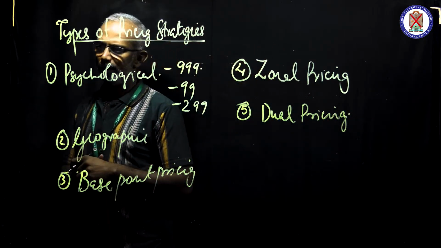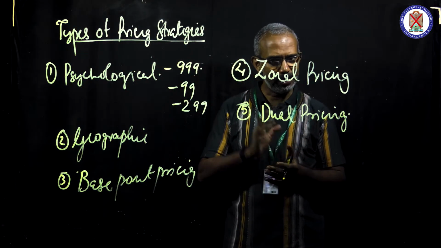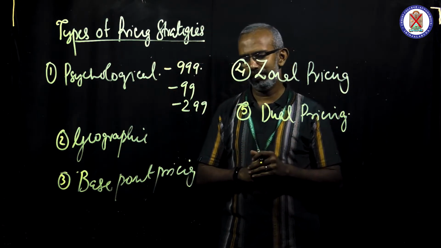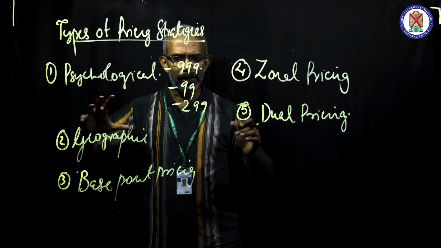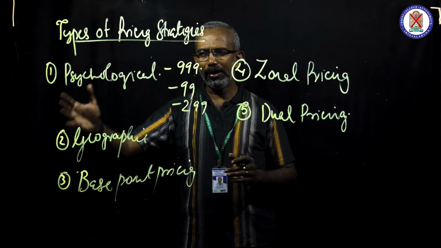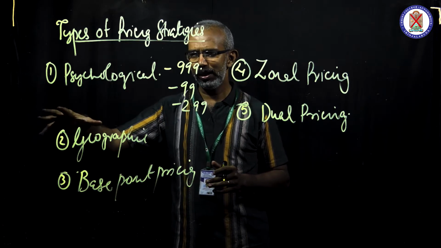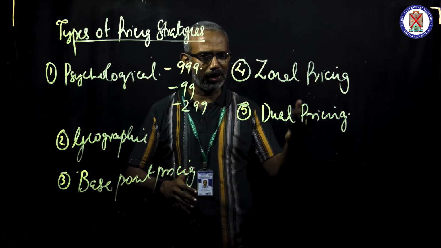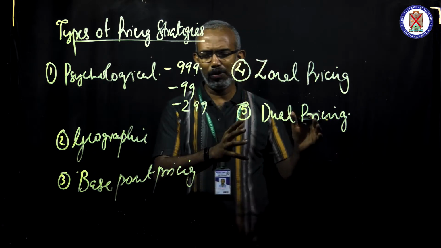Dual pricing is an interesting pricing way. In dual pricing, the firm fixes the price of its product at 2 different points in the same location. This is the difference between dual pricing and geographic pricing. In geographic pricing, the firm fixes its price across 2 different geographies at 2 different price points. Whereas in dual pricing, in the same geography, the firm operates on 2 prices. In the same place, the firm operates on 2 prices.